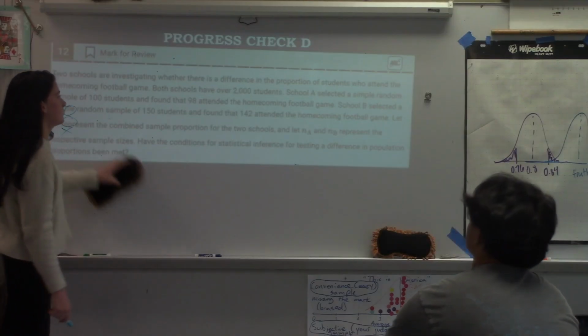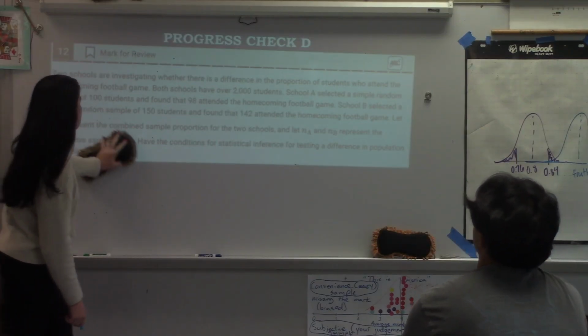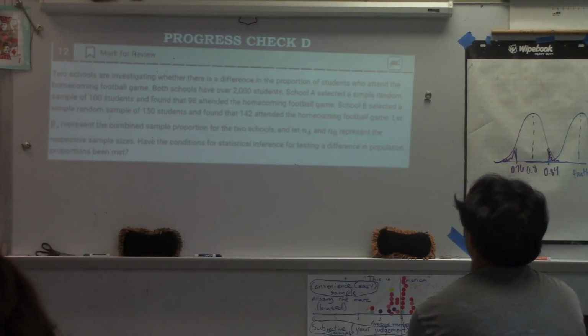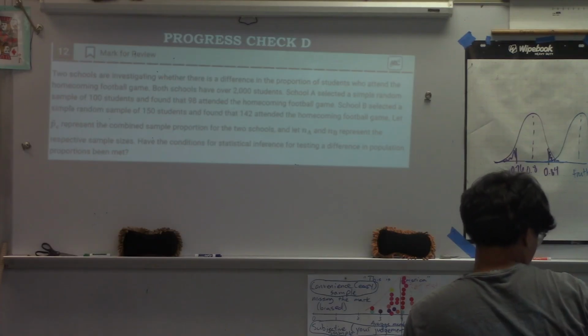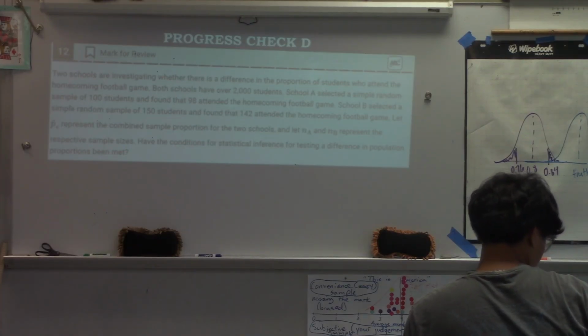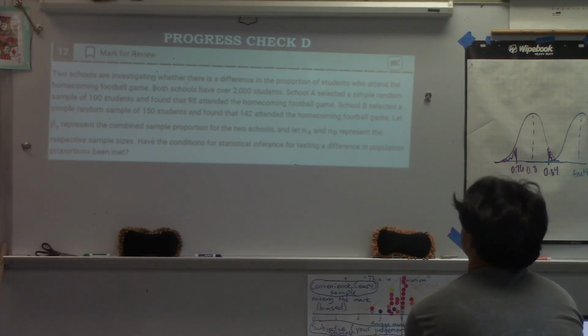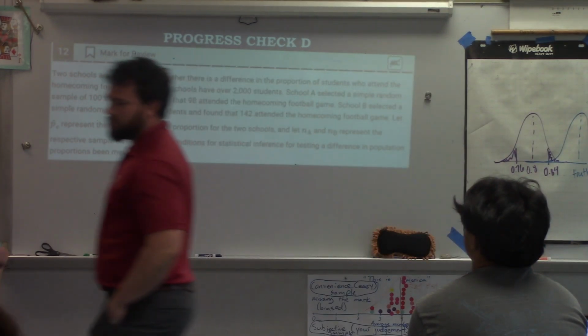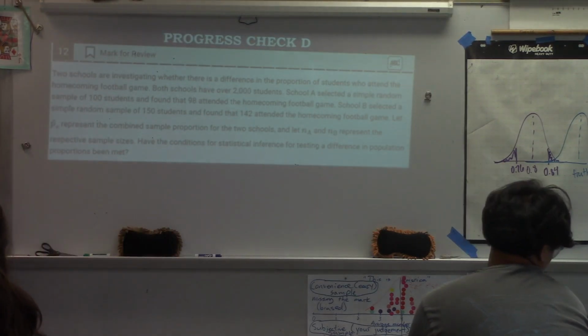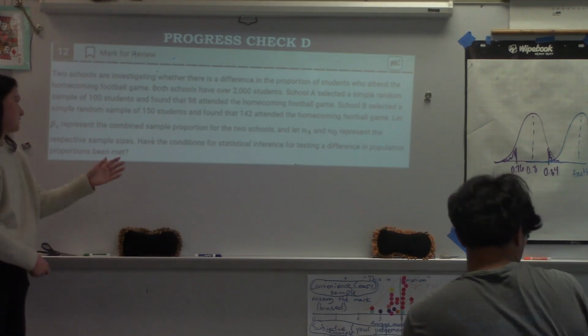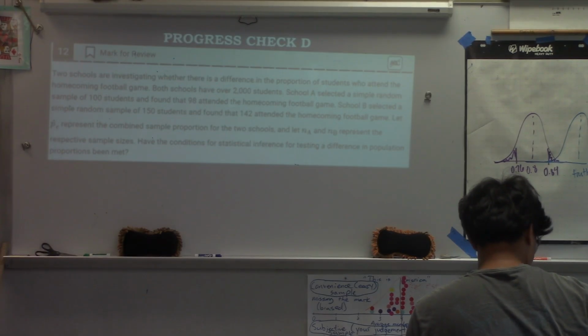2 schools are investigating whether there is a difference in the proportion of students who attend the homecoming football game. Both schools have over 2,000 students. School A selected a simple random sample of 100 and found that 98 attended the homecoming football game. School B selected a random sample of 150 and found that 142 attended. Let p-hat C represent the combined sample proportion for the 2 schools. Let n A and n B represent their respective sample sizes. Have the conditions for statistical inference for testing a difference in population proportions been met?